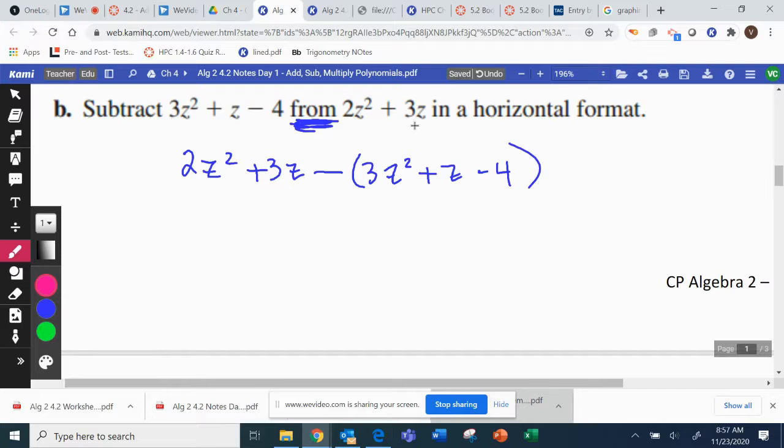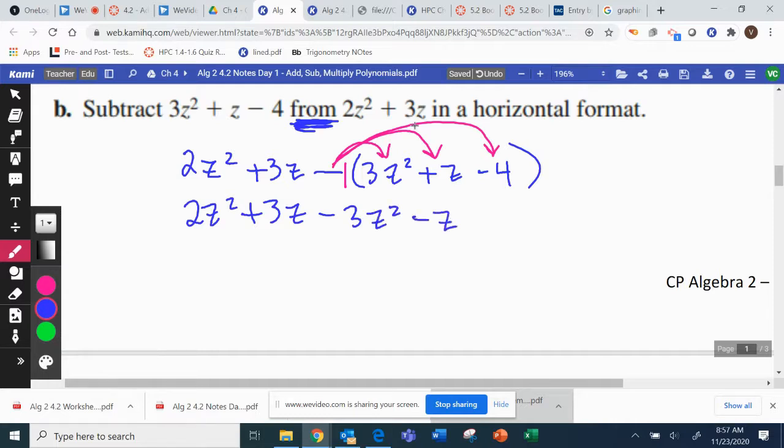Because we have this minus sign out here, this is the same thing as a negative 1 being multiplied. We need to distribute that negative 1 in. So we have 2z squared plus 3z minus 3z squared minus z plus 4. We're basically changing all the signs. Then we collect like terms. 2z squared minus 3z squared is negative z squared. 3z minus z is plus 2z. And then I have that plus 4 all by itself.